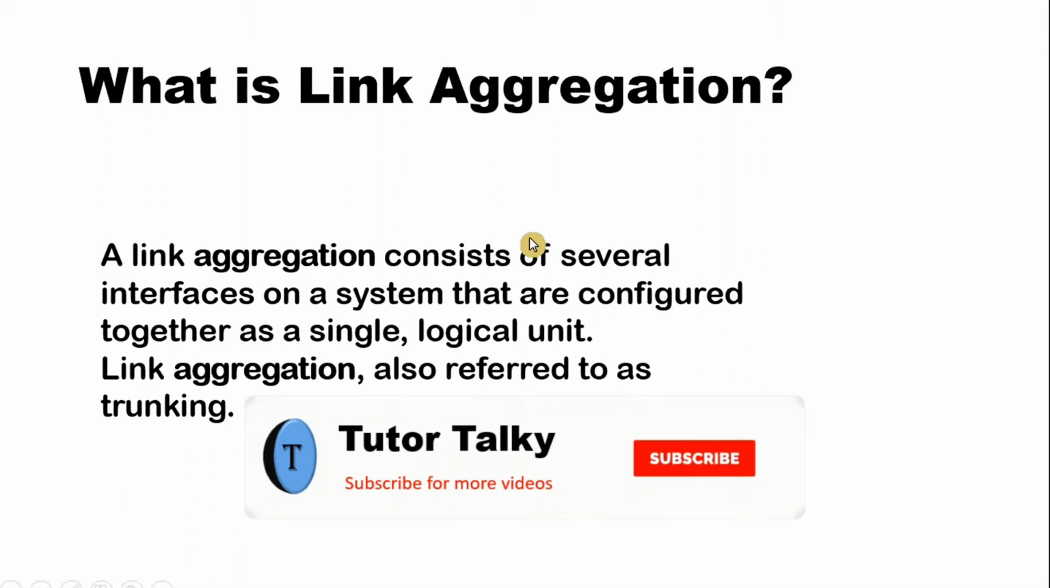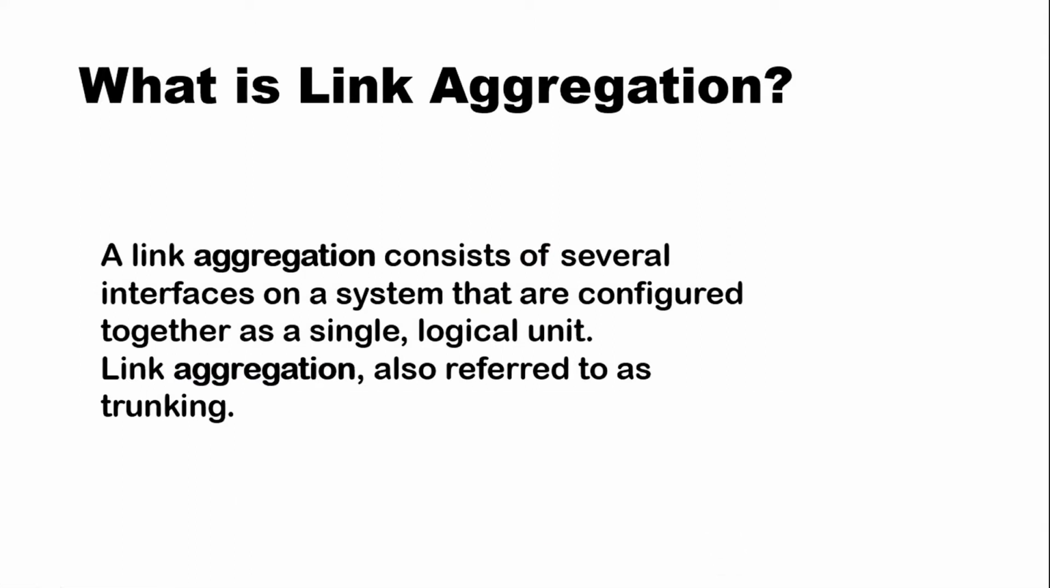Hi everyone, in this tutorial we are going to see link aggregation. So what is link aggregation? A link aggregation consists of several interfaces on the system that are configured together as a single unit, and link aggregation is also referred to as trunking. So we can say that in link aggregation, two or more interfaces are bonded together within a single group, which is called link aggregation, and we can also call it trunking.